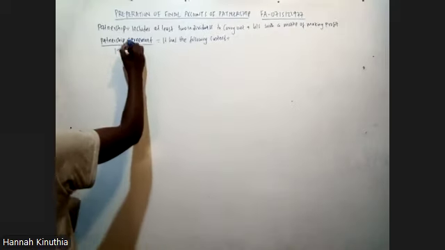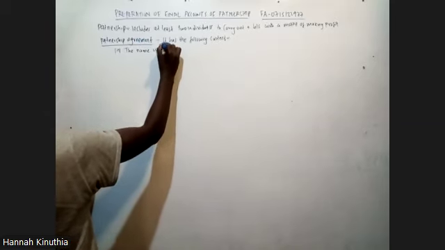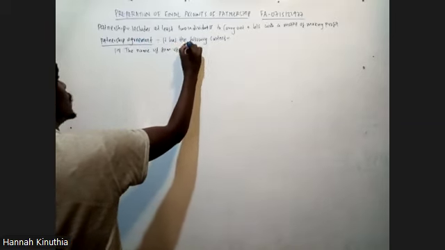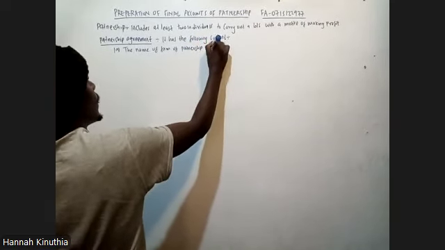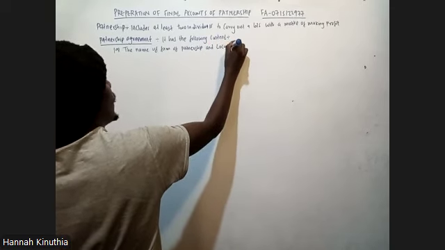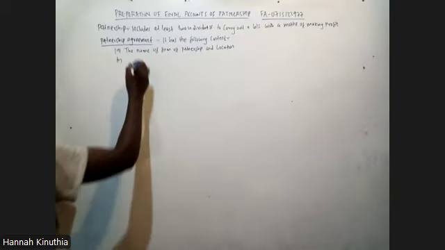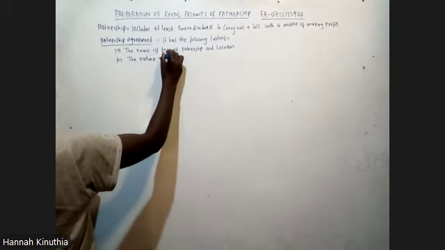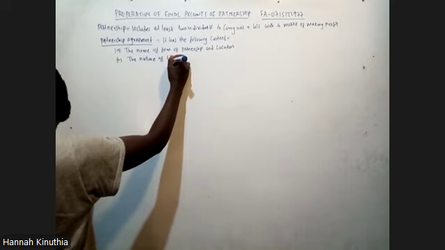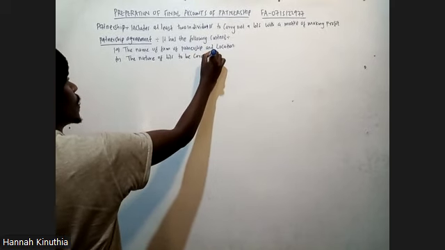We can say the name of the firm of the partnership and location. That's number one. Number two, the nature of the business to be carried out by the firm.